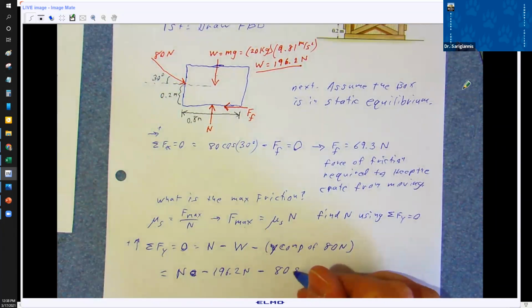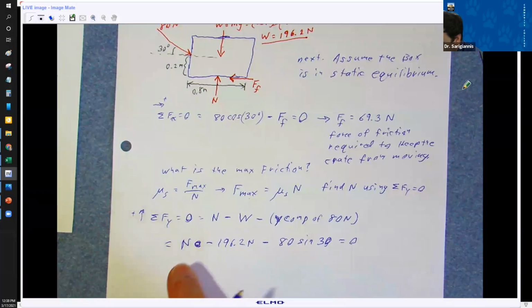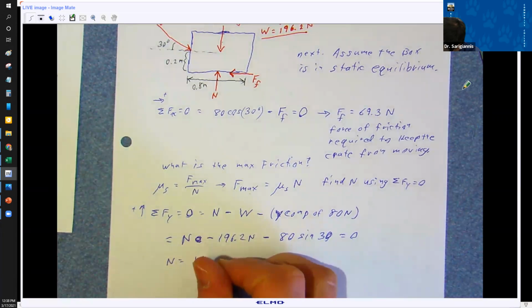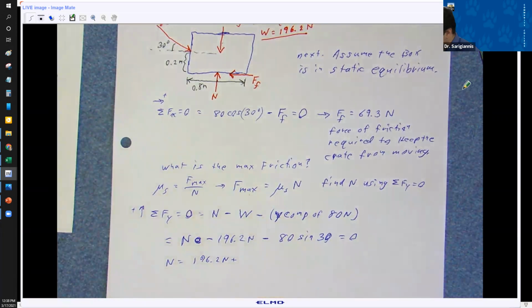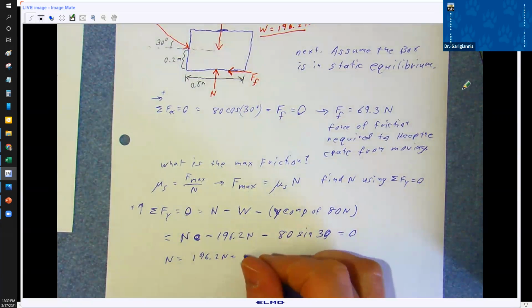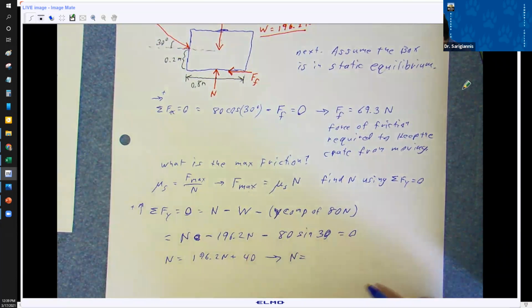80 sine 30 equals 0. Basically, if you do some algebra, right, add these two up, you wind up with N. In fact, I'll rewrite this: 196.2 newtons plus, oh yeah, that's just 40 because it's sine 30. So I've got 40. N equals what? N is 236.2 newtons.